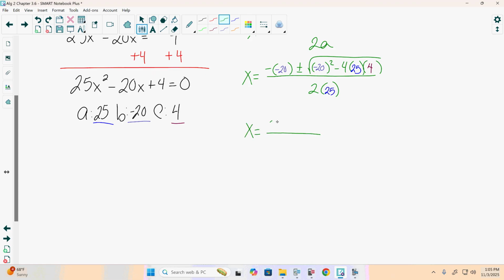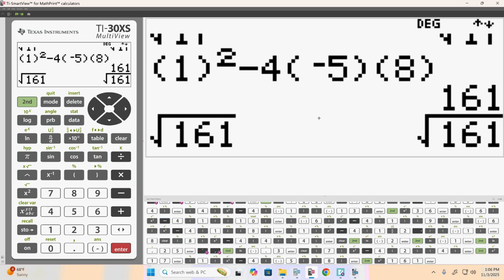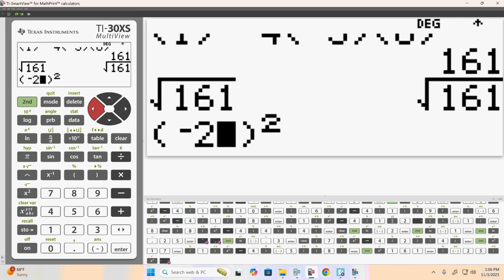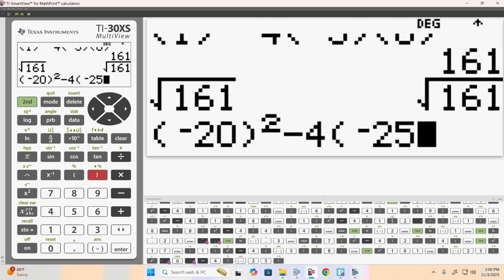Now our negative 20, the negative and negative is going to make a positive. The denominator, 2 times 25 is 50. So at this point here, the only thing we have left to simplify is negative 20 squared minus 4 times 25 times 4. And again, at this point, I would just grab the calculator and type it in exactly as we have it written. Negative 20 squared minus 4 times 25 times, I think I've got those flipped. Yes.